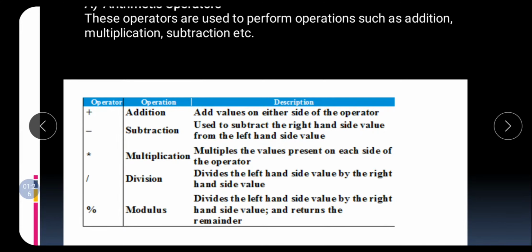Next one, subtraction. The subtraction operator is used to subtract the right hand side value from the left hand side value. Next one, star. Star is used for multiplication. Division symbol: the division symbol is used to divide the left hand side value by the right hand side value. Next, modulus. The modulus operator divides the left hand side value by the right hand side value and returns the remainder.